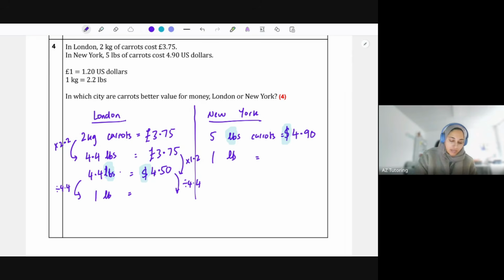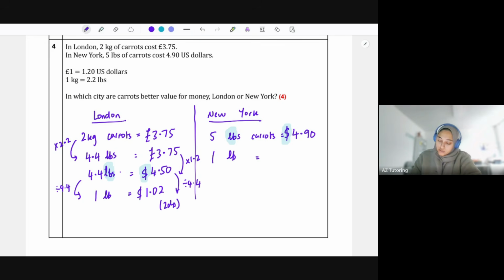So 4.5 divided by 4.4 gives me 1.02272727. So I'm just going to round it to 2 decimal places because it's money. So I get 1.02 to 2 decimal places. You can even put that down if you wanted to as well.